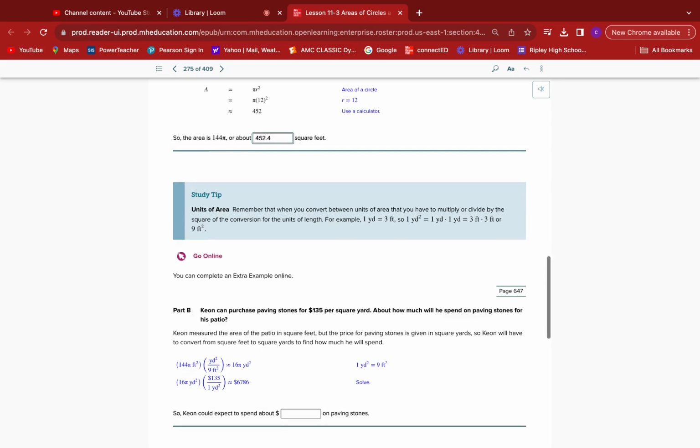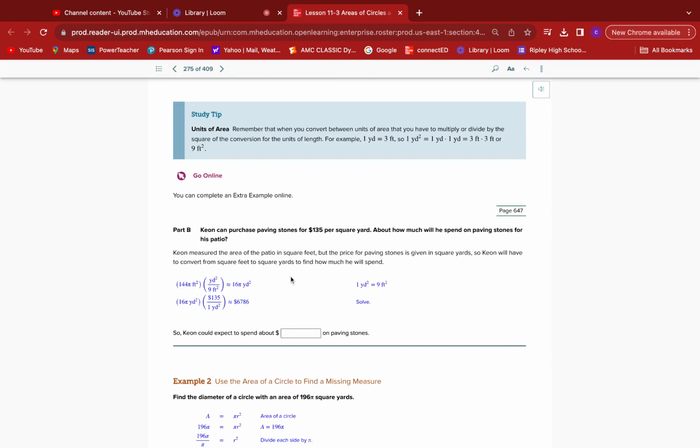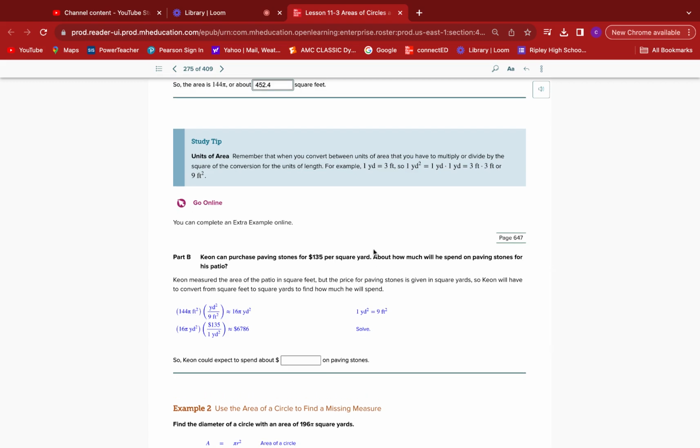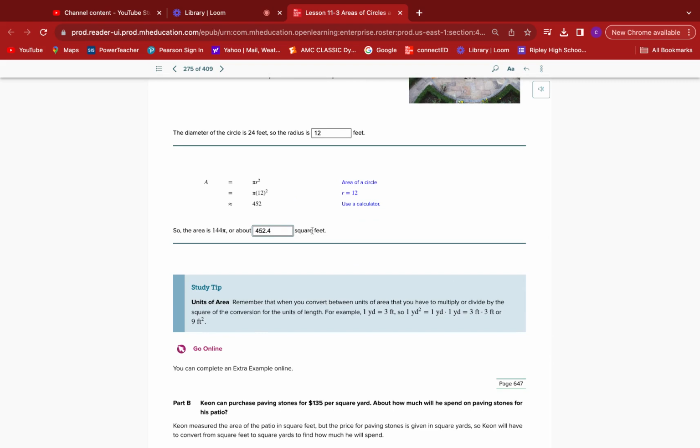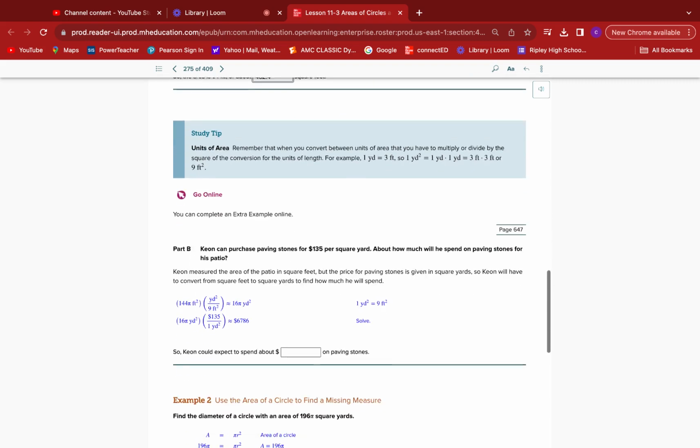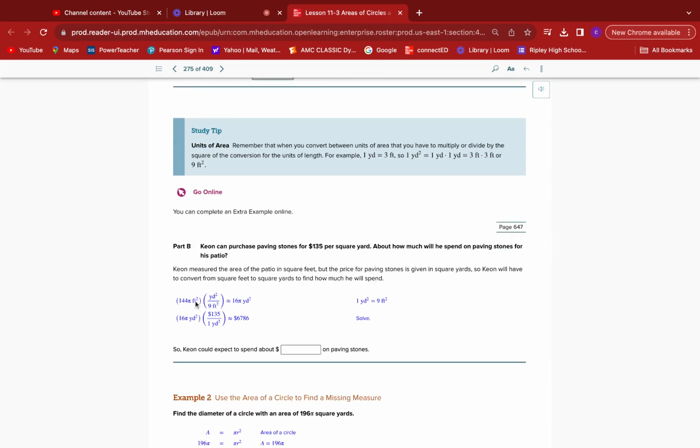Let's see. Part B. Keon can purchase paving stones for 135 per square yard. About how much will he spend on paving stones for his patio? Okay. Well, first off, I noticed this says square yards and this was square feet. We're going to do a little conversion here, I believe. Oh, yes, we are. There it is right there.